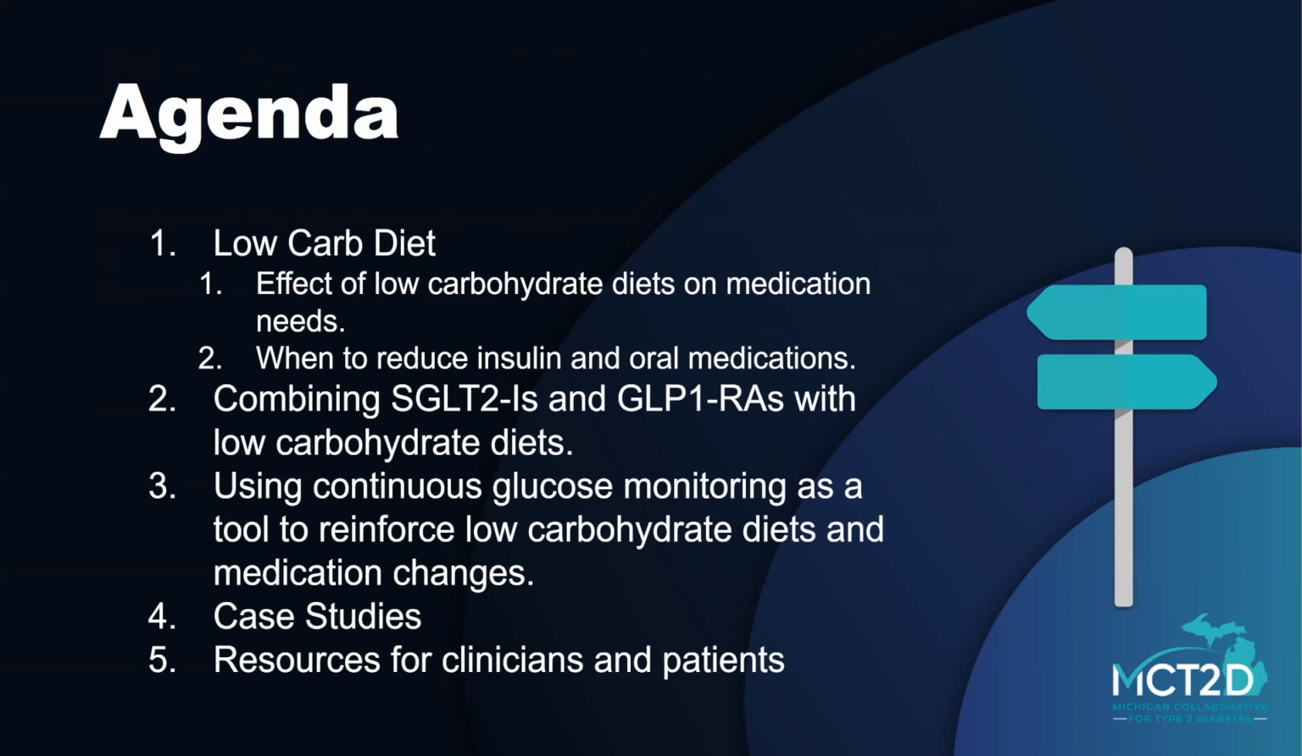And here's our agenda for today. We're going to talk about low carbohydrate diets, and particularly the effect of low carbohydrate diets when you're talking about different medication combinations, and what to do about medications such as insulin when you start a low carbohydrate diet. We're going to talk about combining medications with low carbohydrate diets, including SGLT2 inhibitors and GLP-1 receptor agonists. And we're going to talk about continuous glucose monitoring to reinforce low carbohydrate diets and medication changes.